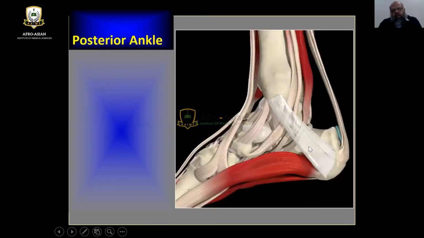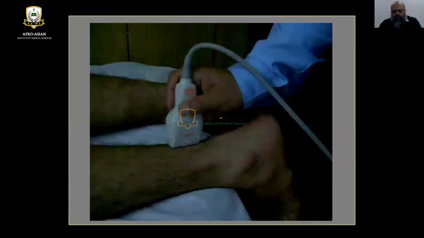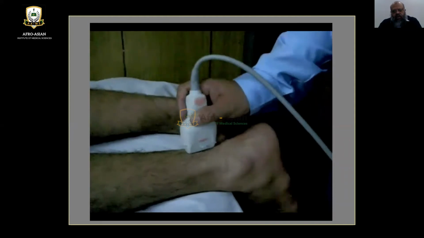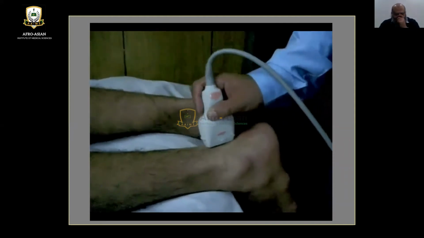This is the posterior ankle. You can see here the Achilles tendon, tendo Achilles, and this green area indicated here is the bursa, the retrocalcaneal bursa. This is how we scan the posterior of the ankle. Head is upward, going up to the heel, the calcaneus. Let me show it again.